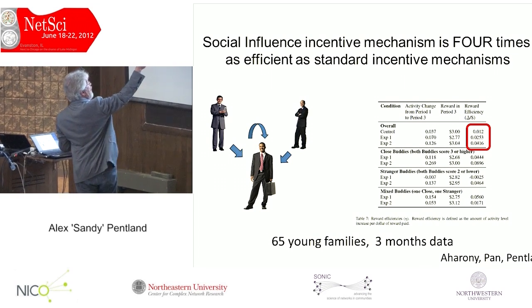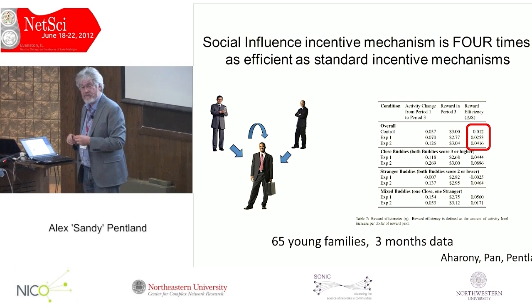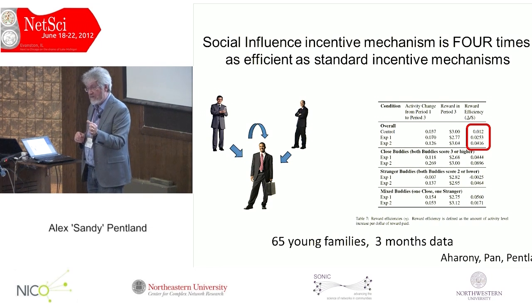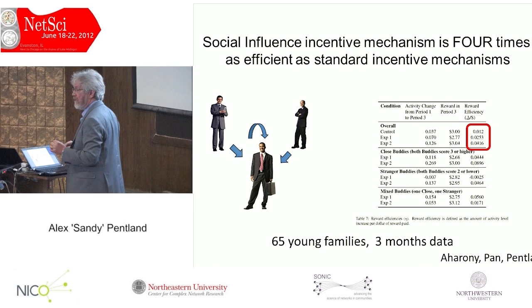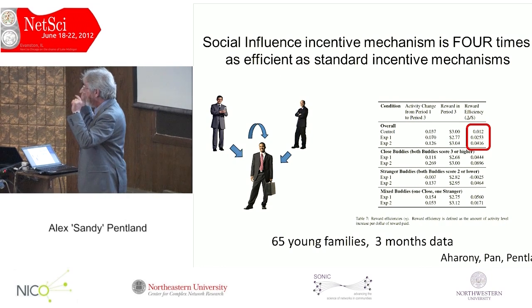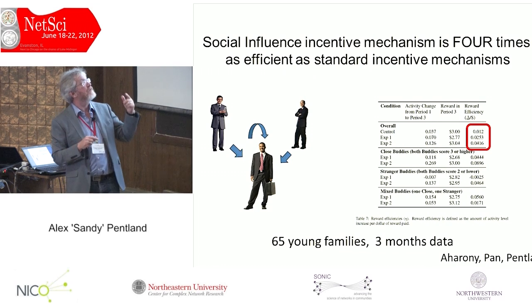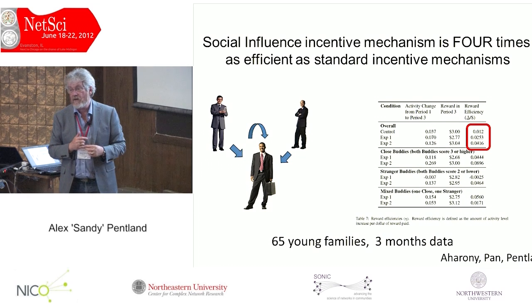That's 0.012. So that's the amount of activity change per dollar. The social media condition, which is a reward plus letting you see what other people are doing, worked better. That's the 0.0253 number. But this business of giving rewards to your buddies was roughly four times as effective as the standard reward mechanism. That's the 0.4.